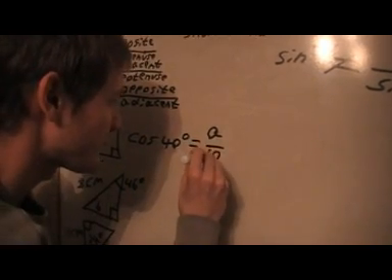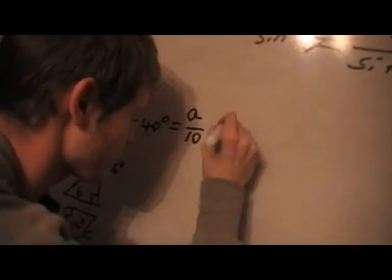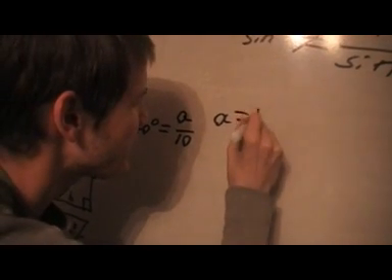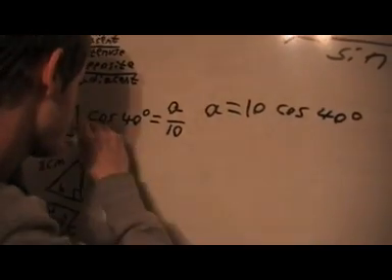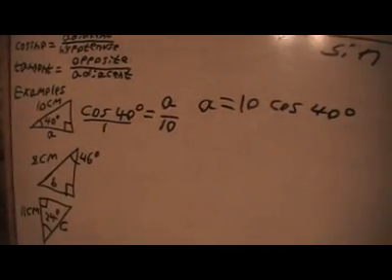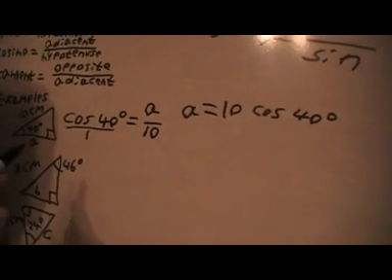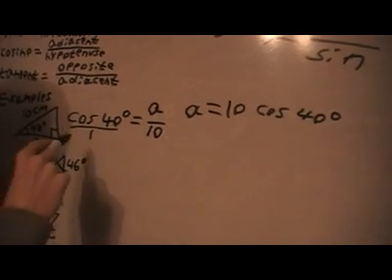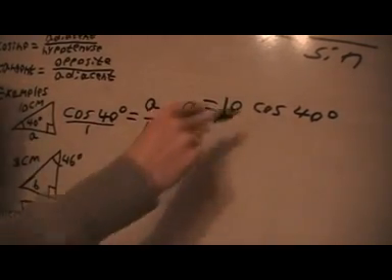That's what we get there. Now, of course, we need to rearrange this formula because we want to find A. So when we rearrange this, we're going to get A is equal to 10 cosine of 40 by writing this like that and then cross multiplying. And if you know how to do that, you just cross multiply like this, like that, and then we'll simplify, that's what we get.